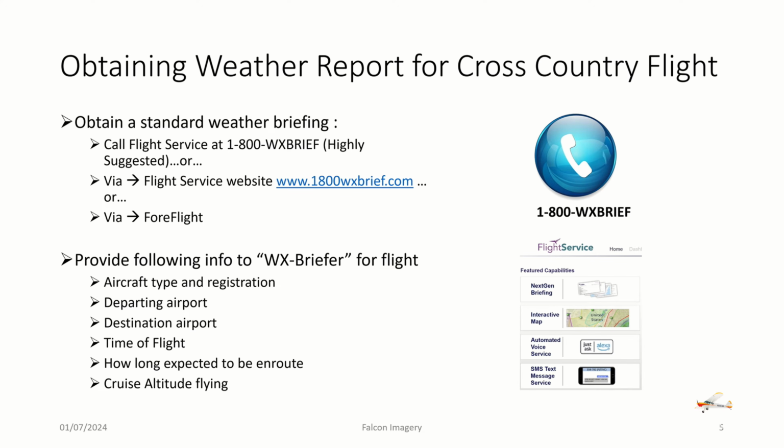In regards to calling a briefer, if you call 1-800-WX-BRIEF, be prepared to provide them with the aircraft type and registration, the departing airport code, the destination airport code, the time of your flight, how long you expect it to be en route, and your cruise altitude that you'll be flying at.